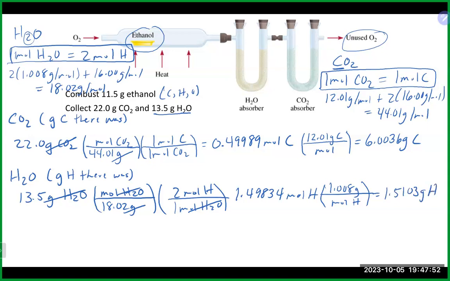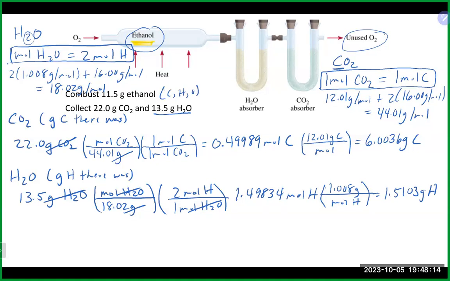So out of that 13.5 grams of water they collected, 1.51 grams was basically hydrogen that originated from our ethanol that we sent through this combustion reaction. Just like originally we had 6 grams of carbon that came out of that original ethanol. Any questions on that so far?